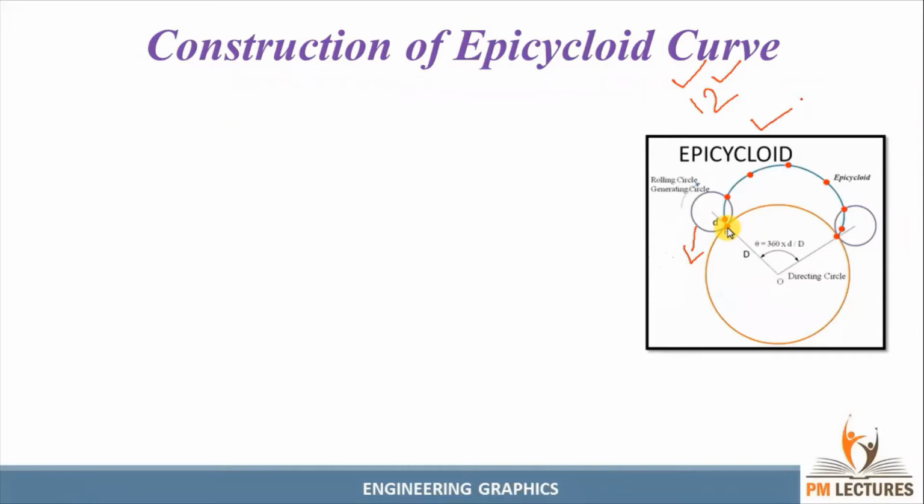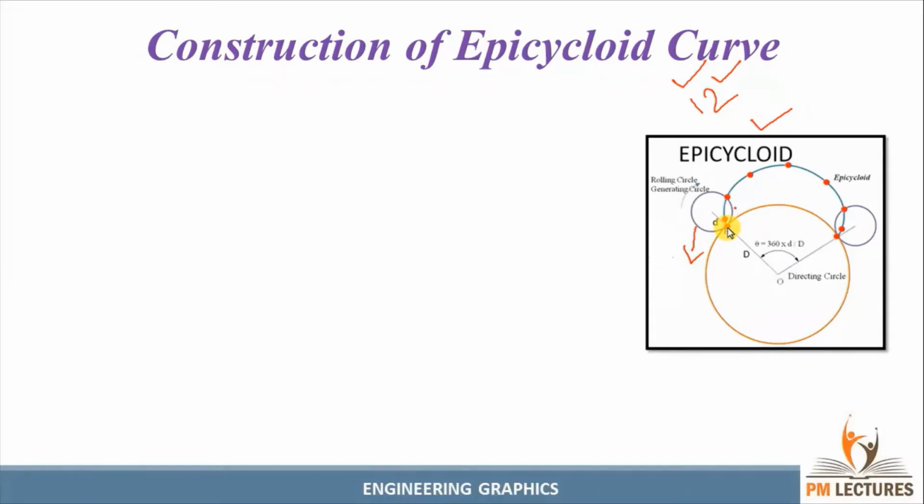So from the question, we need to identify two things to say whether it is an epicycloid or not. Two things we need to refer to, guys. One is whether the rolling circle diameter and the directing circle diameter are provided or not. And the second one, whether the circle rolls outside the larger circle. If the two things are provided, you can say it is an epicycloid.